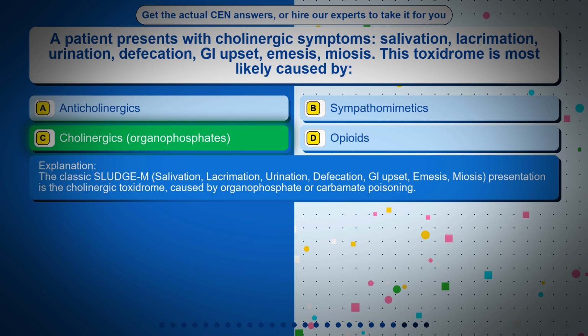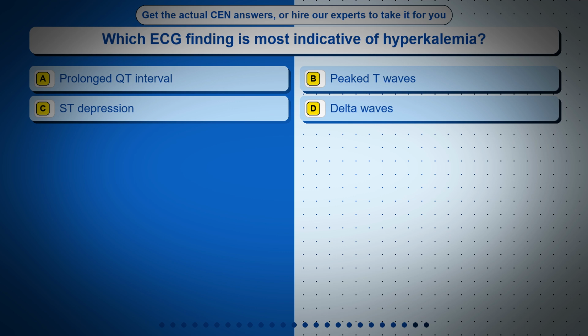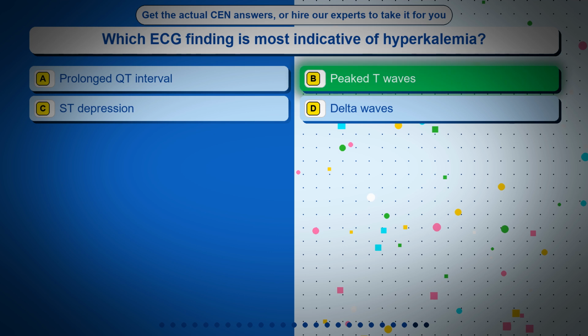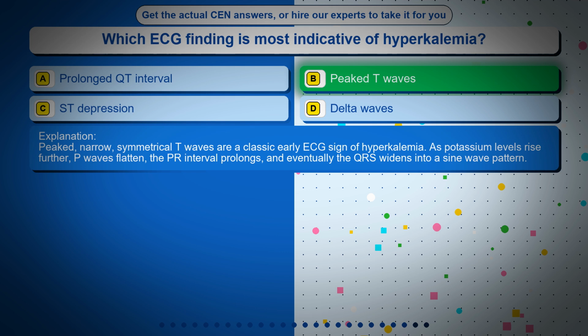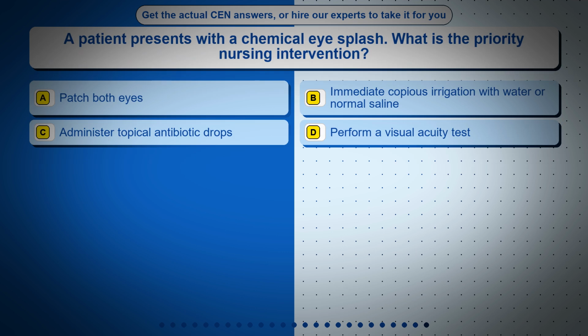carbamate poisoning. Question 23. Which ECG finding is most indicative of hyperkalemia? Option A, prolonged QT interval, option B, peaked T waves, option C, ST depression, option D, delta waves. The correct answer is option B, peaked T waves. Peaked, narrow, symmetrical T waves are a classic early ECG sign of hyperkalemia. As potassium levels rise further, P waves flatten, the PR interval prolongs, and eventually the QRS widens into a sine wave pattern.